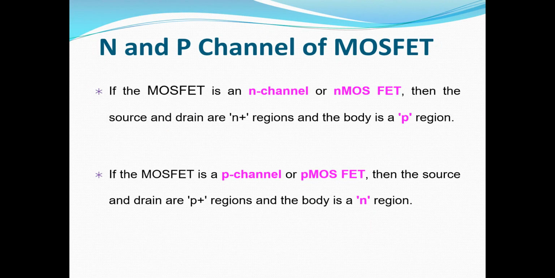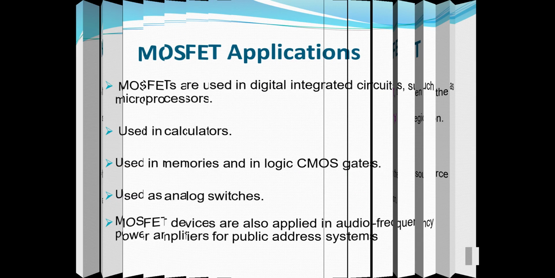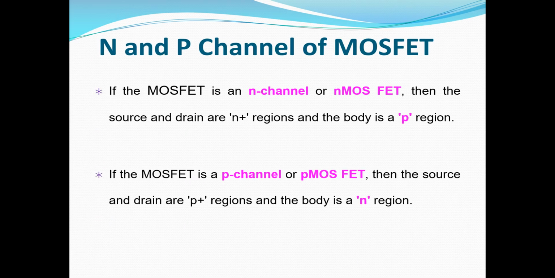N channel and P channel MOSFET. If a MOSFET is an N channel or NMOS, then the source and drain are N plus regions, which I have told in the previous slides. N type impurity has been diffused into the substrate in order to form an N channel MOSFET, and the body is of P type. Body means substrate is of P type.